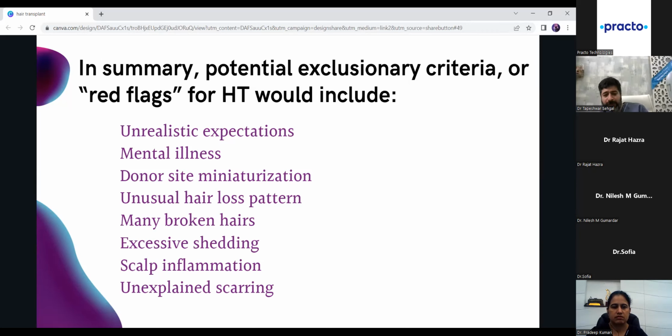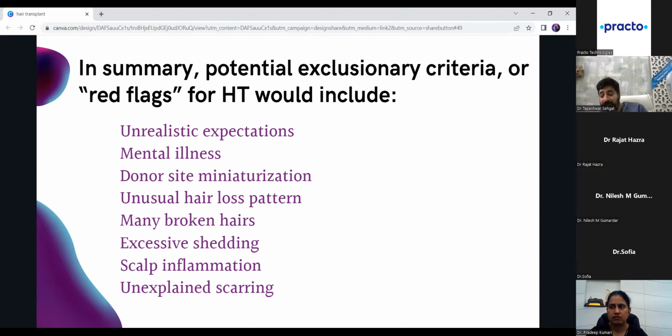Unusual hair pattern loss. Male pattern baldness is usually a fixed pattern. If there is unusual hair pattern loss, there has to be some other reason, some medical reason. You need to say no to this. And if there is excessive shedding of hair, there needs to be some medical reason.